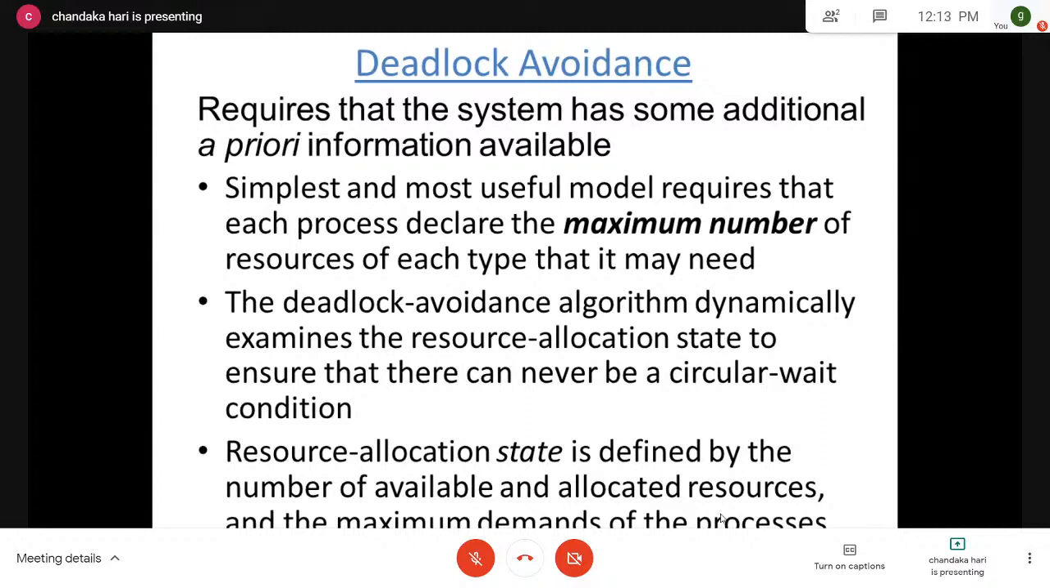Point number three, the resource allocation state is defined by the number of available resources, allocated resources, and the maximum demands of the processes. It is defined in terms of the maximum number of resources required by each and every process, what is currently held by each process, and how many more are needed, that is, maximum minus allocation.